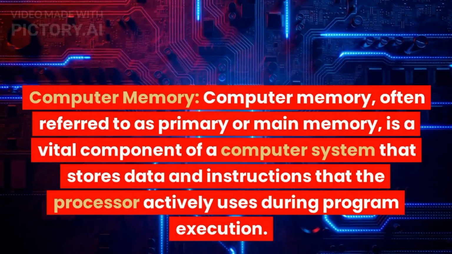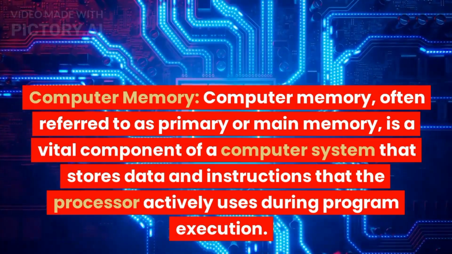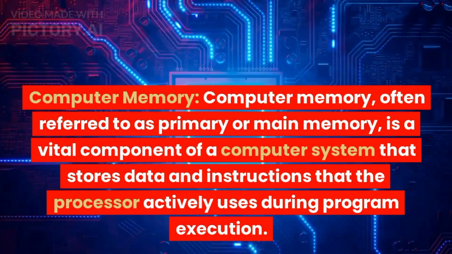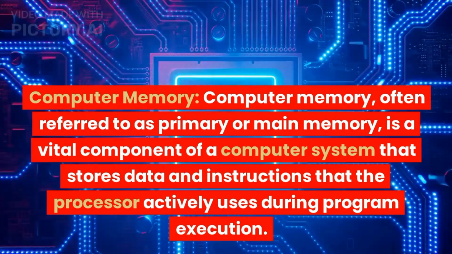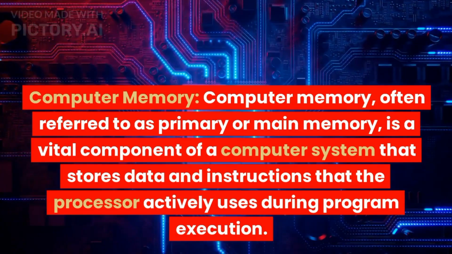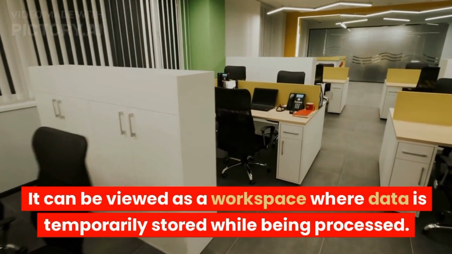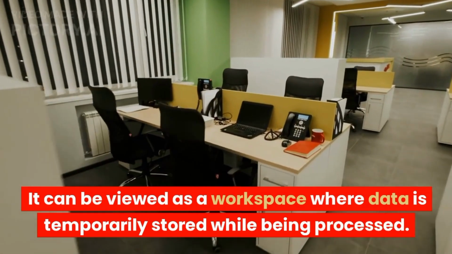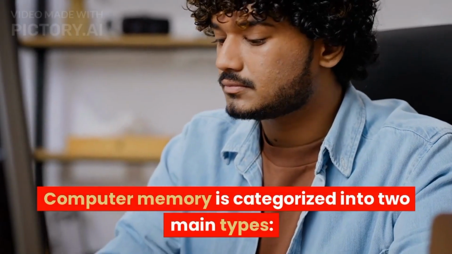Computer memory. Computer memory, often referred to as primary or main memory, is a vital component of a computer system that stores data and instructions that the processor actively uses during program execution. It can be viewed as a workspace where data is temporarily stored while being processed. Computer memory is categorized into two main types.